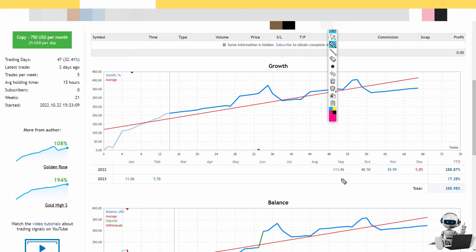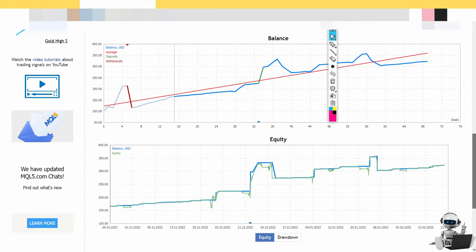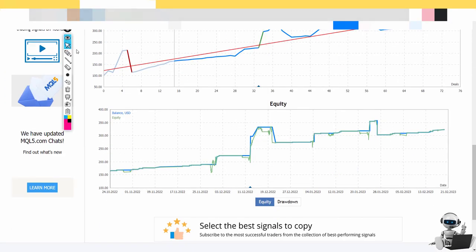The result for last year, we can see it is astonishing. In September he doubled his account, October by 15, November amazing, December red, this is possible, January, February, everything is amazing. The results are amazing, but you can see the drawdown. This might be a little bit problematic.